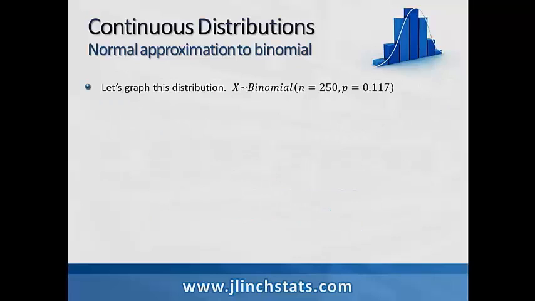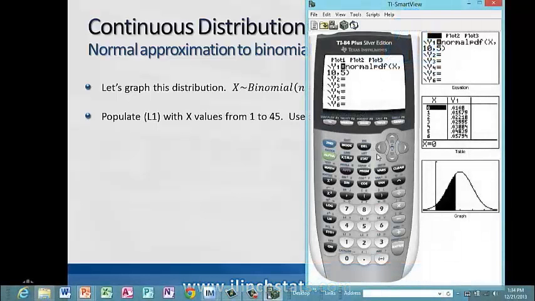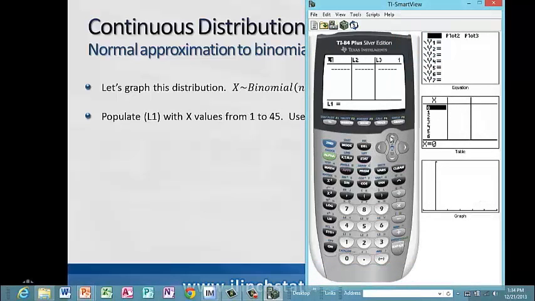Now, let's graph the distribution for X being binomial with parameters n equals 250 trials and probability of success 0.117. To do this, we're going to populate list 1 with X values from 1 to 45. So let's use our sequence option to do this. I'm going to go to stat edit, jump up to list 1, highlight list 1, and populate it with numbers 1 to 45 by using my sequence option.